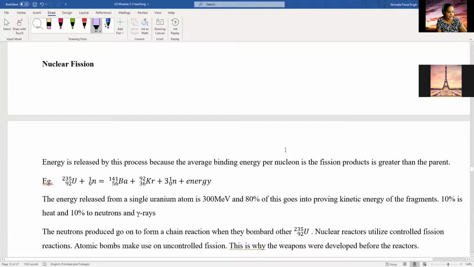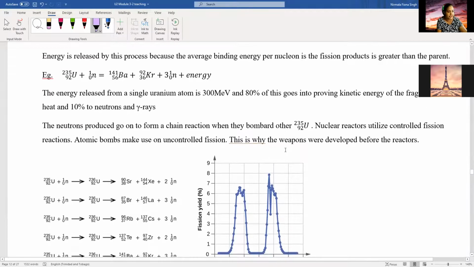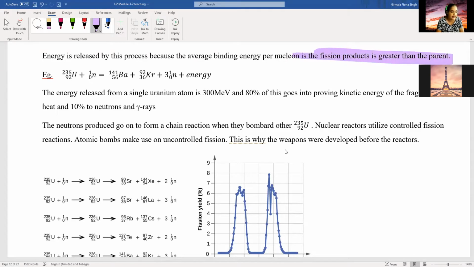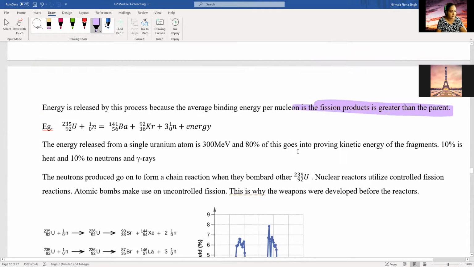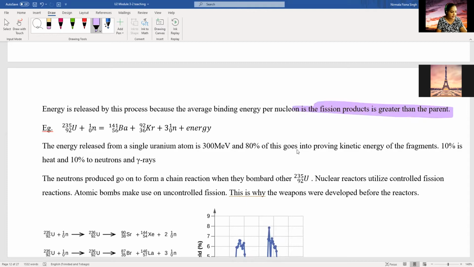Nuclear fission. Energy is released by this process because the average binding energy per nucleon in the fission products is greater than the parent. So let's read that again. Nuclear fission. Energy is released in this process because the binding energy per nucleon in the fission products is greater than the parent.